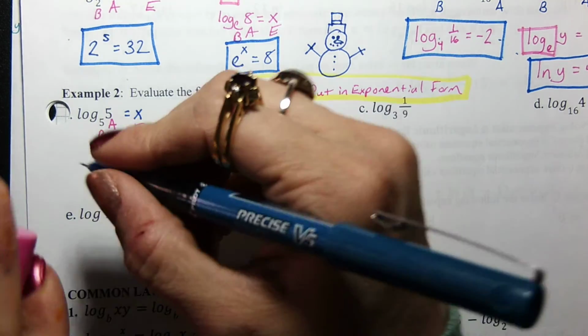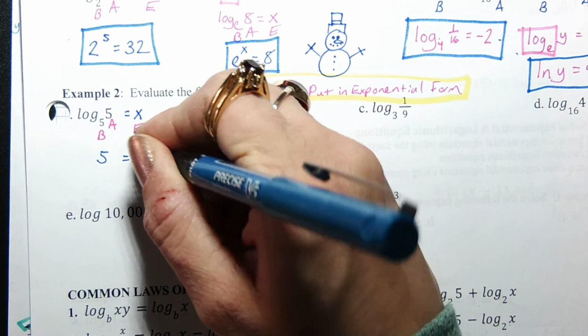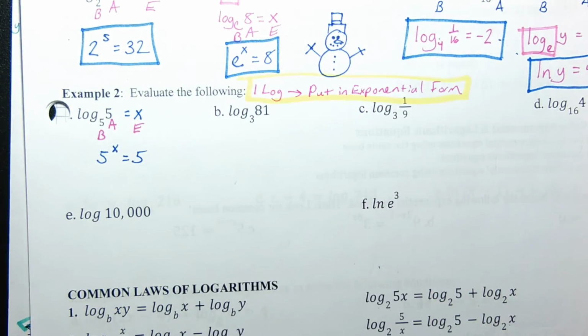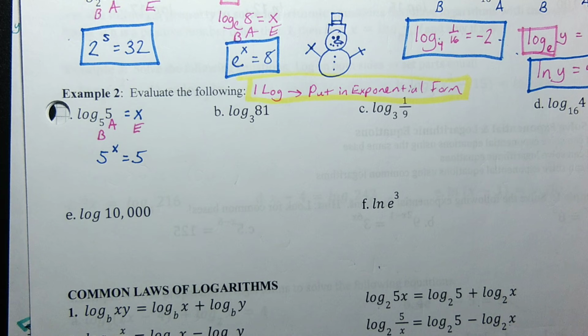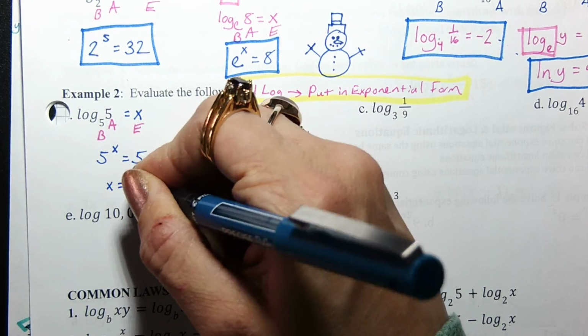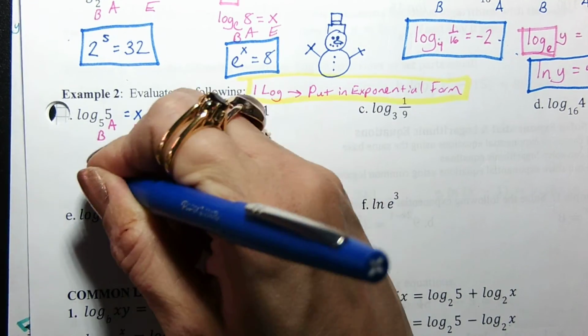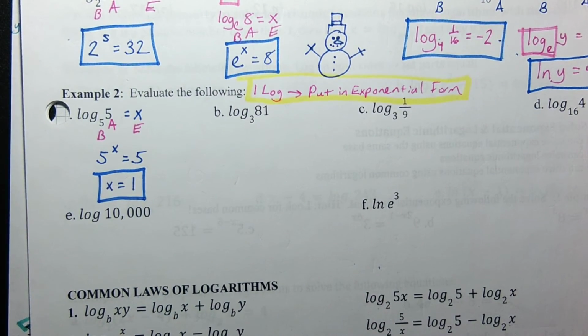Our base is 5. Our answer is 5. And our exponent is x. What does x have to be equal to? 1. Ta-da! That's what log base 5 of 5 is equal to. Congratulations, you just evaluated your first log problem. So we see a log and we go, no, let's put it in exponential form to solve it. And then we use our knowledge of exponents to figure out what it's equal to.